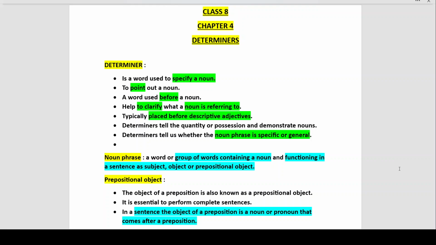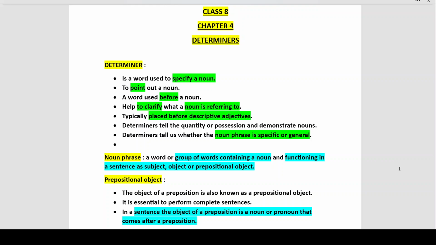Now, it is also a word which is used before a noun. It helps to clarify what a noun is referring to. What that name, place, animal, or thing in the sentence is referring to or pointing out to is clarified or made clear by your determiner.